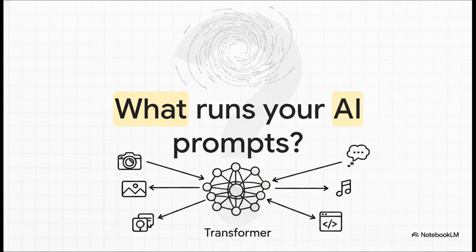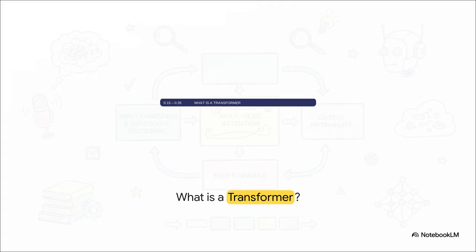So what is the common denominator across all of these incredibly different platforms? Seriously, what connects a text chatbot to an image generator to a massive search engine? The answer is one single, totally revolutionary piece of architecture known simply as the transformer. Okay, but what is a transformer exactly? I mean, it's not a giant robot in disguise, as much as we might all secretly want it to be.